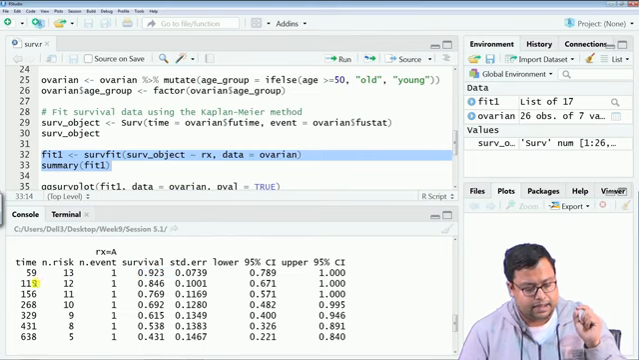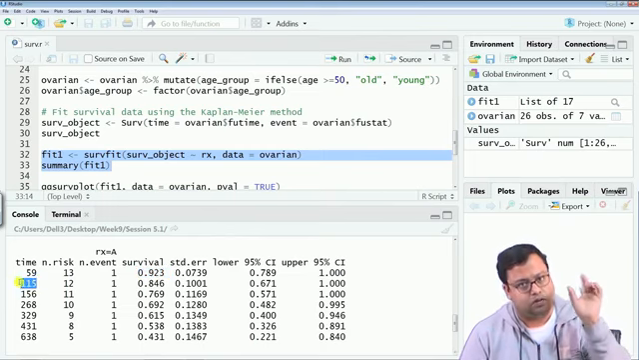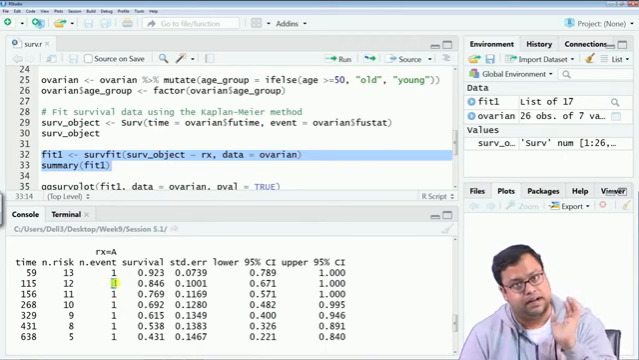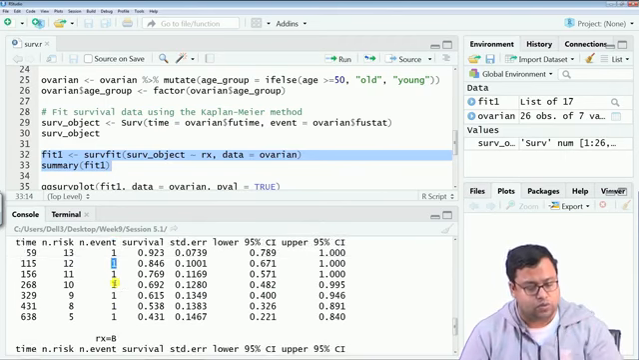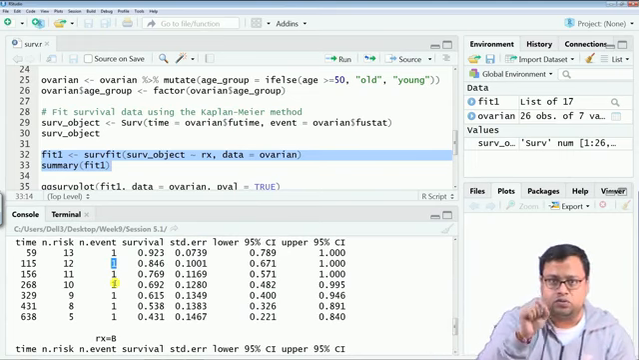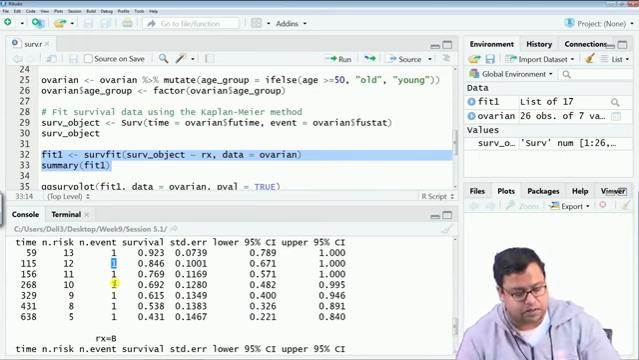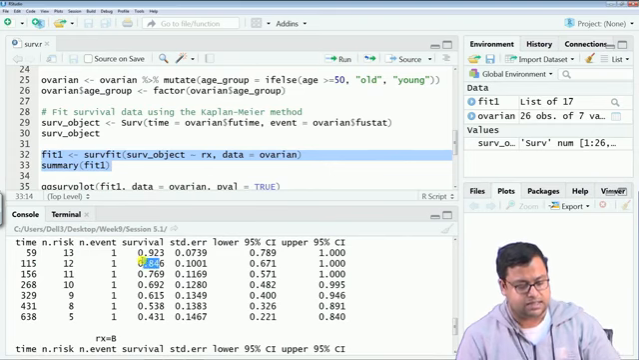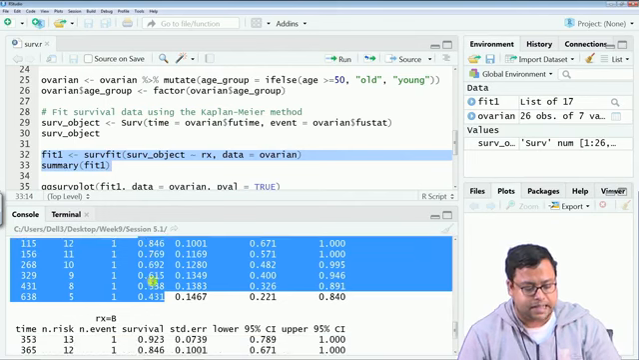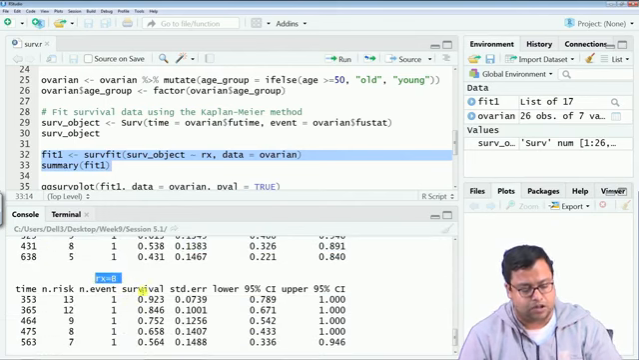Then at time period 115, there were 12 people, and another death happened. So, 11 by 12 was the survival rate. So, what was S2? S2 is S1 times 11 by 12, that means 0.923 times 11 by 12. If you do the calculation, it will come out as 0.846, and slowly they went on calculating these survival rates. The same thing they did for Rx is equal to B also.